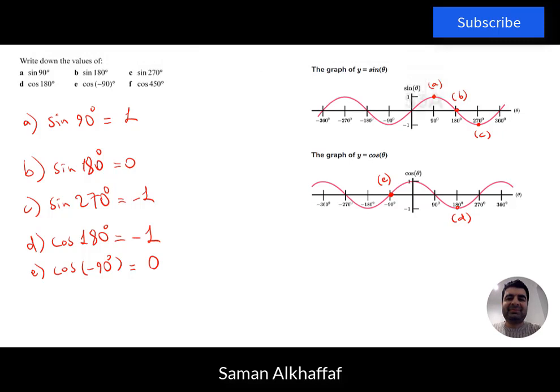Now we look at part F. So cosine of 450 degrees. Cosine of 450 degrees is almost another cycle in this scenario, and that will give us 0 as it crosses at the x-axis on the positive side. And these will be our answers for the angles shown.